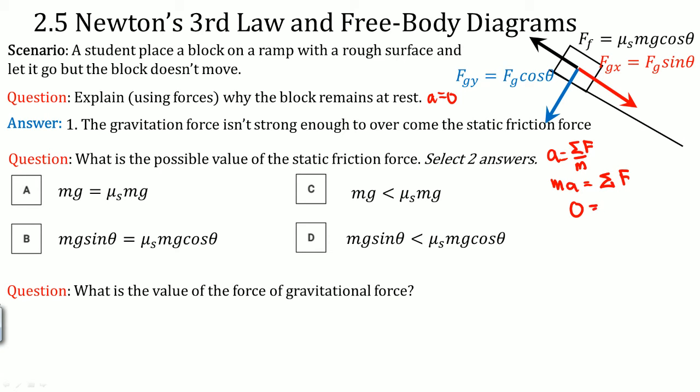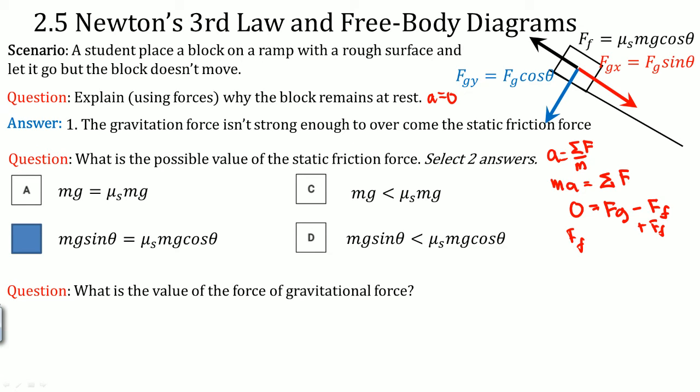This becomes 0. You have all the forces here. What you have is force gravity minus force friction. Add force friction to both sides. You now get this version: mg sine theta is equal to mu s mg cosine theta. This is what happens when it is equal to 0. This is in equilibrium. There's one more answer.